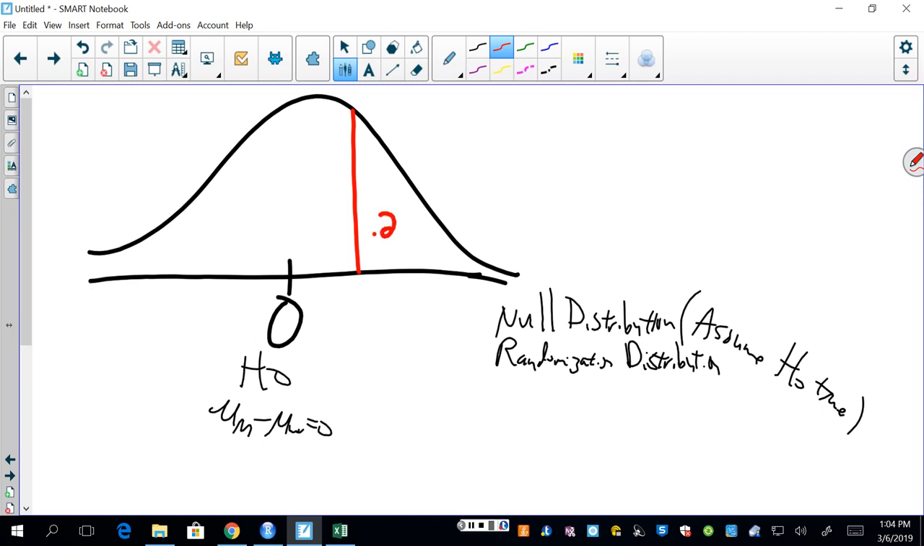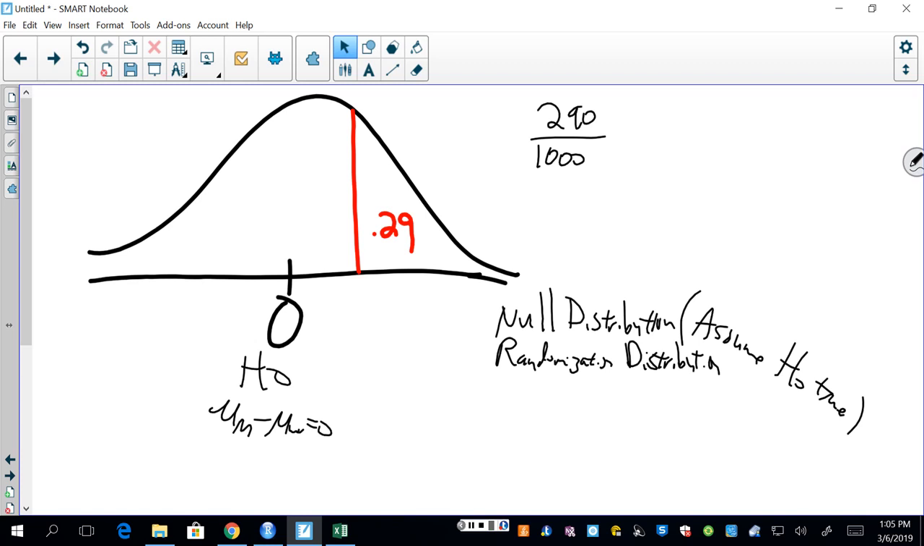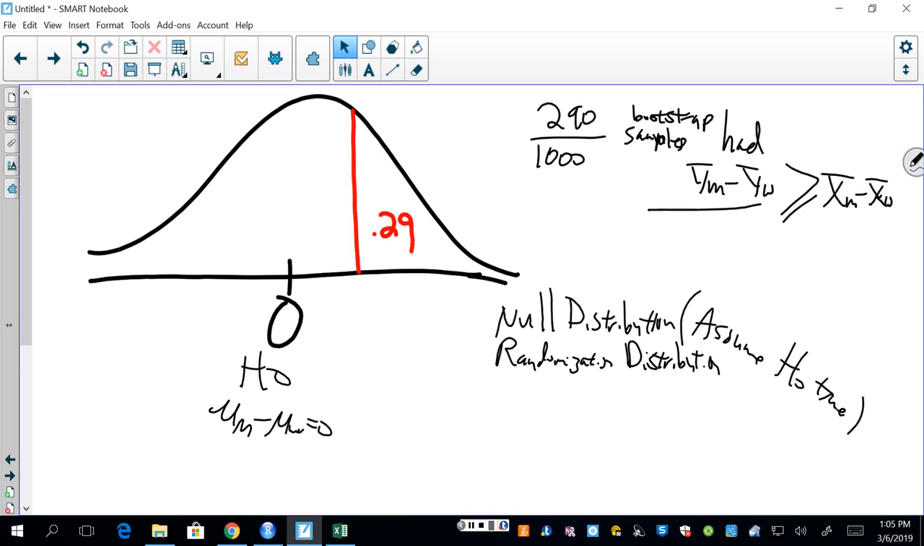There was about 0.29 or 0.30, depending on how you round it, probability being above. So that's really 290 out of 1,000 bootstrap samples that had y bar m minus y bar w greater than or equal to the actual one. And remember, these were the adjusted data that went into making that histogram. So it'd be very plausible if it was 0 to get something at least that big.